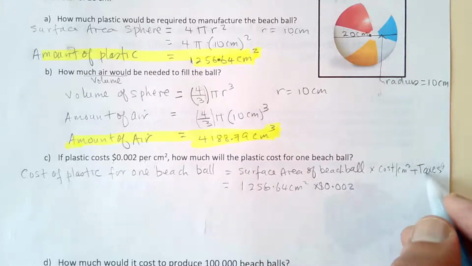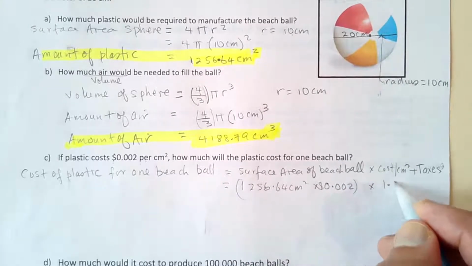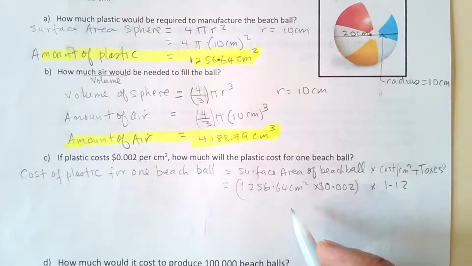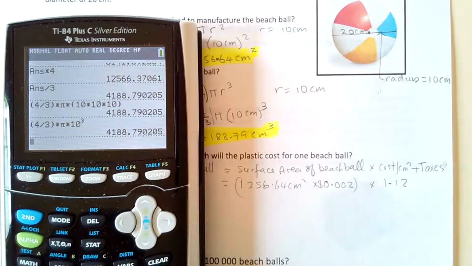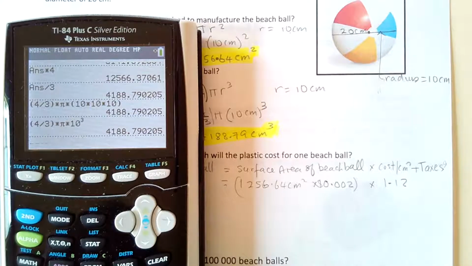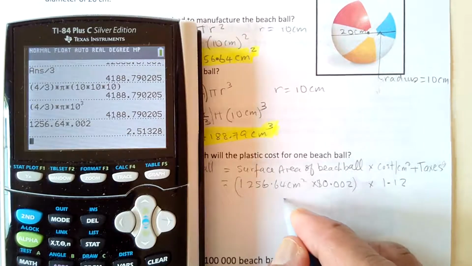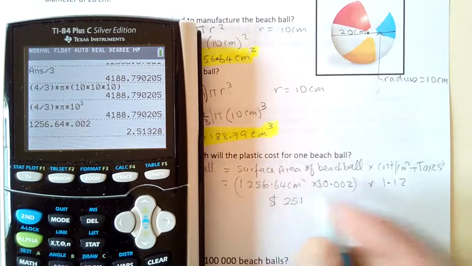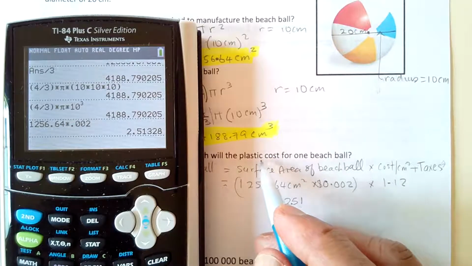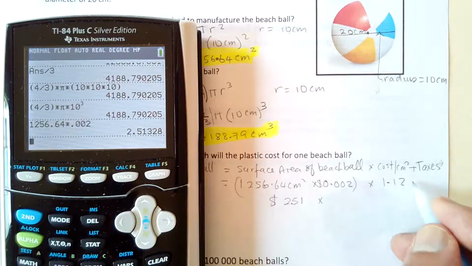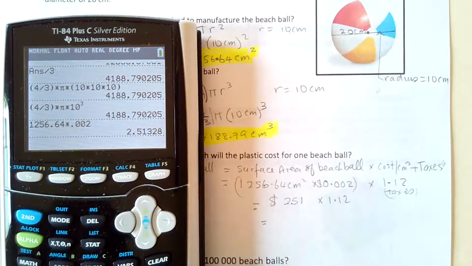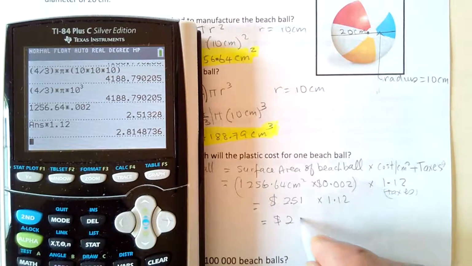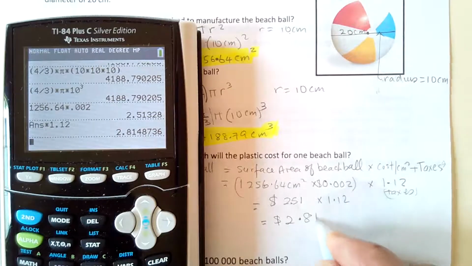Now, remember I said when you're adding taxes, you multiply by 1.12. So let's work that out. The first part here: we have 1256.64 times 0.002, which gives us $2.51. Now that's the cost of the plastic for one ball, but you need to add your taxes. This is my taxes here, so 1.12. That gives $2.81.